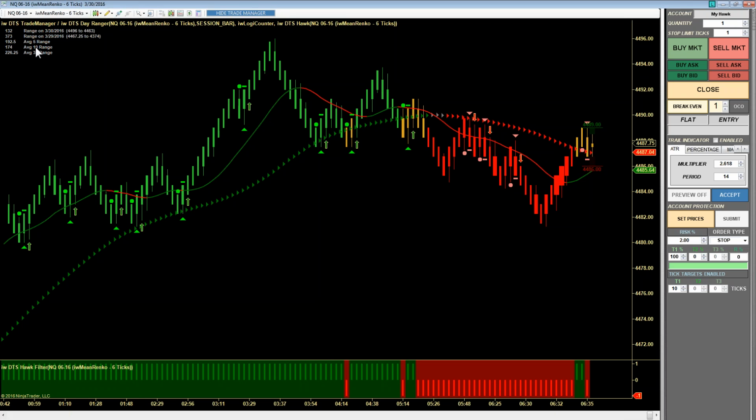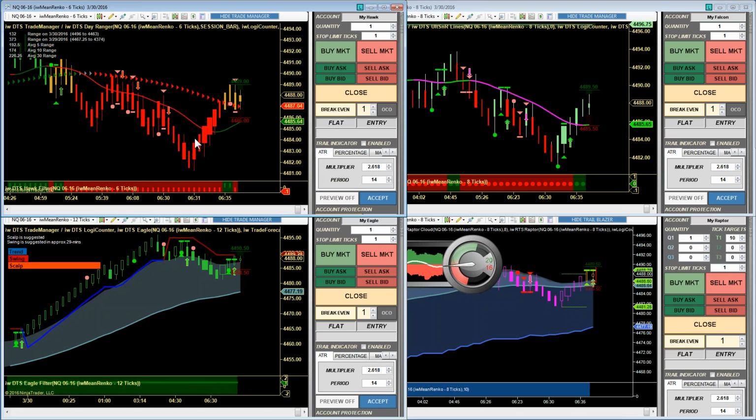Or if you want to run, say, 15% of the average range as a stop loss, you would run a 30-tick stop loss. So very helpful in that respect. So nothing going on here on the Hawk scalper just at the moment.